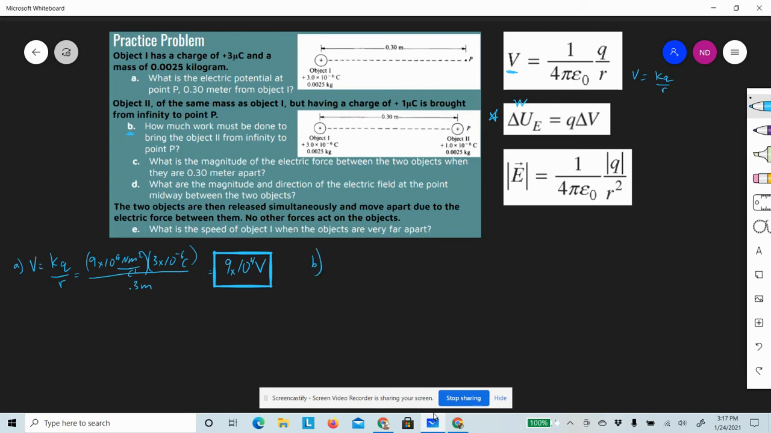So for B, we're going to go how much work or how much energy is spent. Delta U equals Q delta V. Q is the charge of the second object, 1 microcoulomb. 1 times 10 to the minus 6 coulombs multiplied by the change in voltage. It went from forever away, essentially a 0, to 90,000 volts, 9 times 10 to the 4 volts. So you get a delta U equals 9 times 10 to the minus 2 joules.